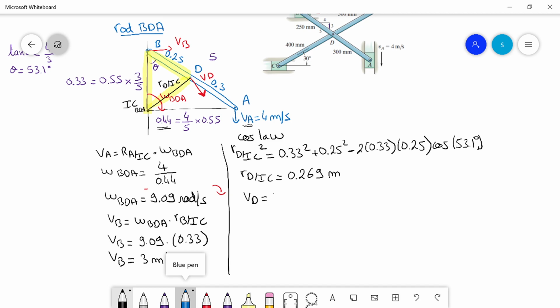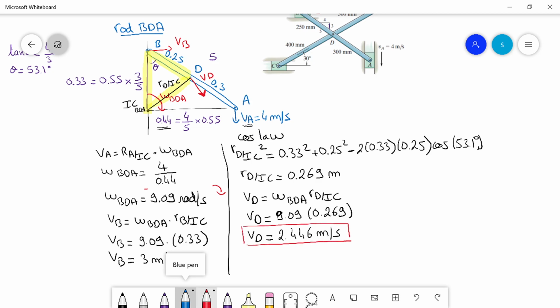VD is equal to the omega of BDA times RD about IC. So we got VD equal to, oops, no, that was not 0. That was 9.09 times 0.269. And we got VD, that's equal to 2.446 meters per second.